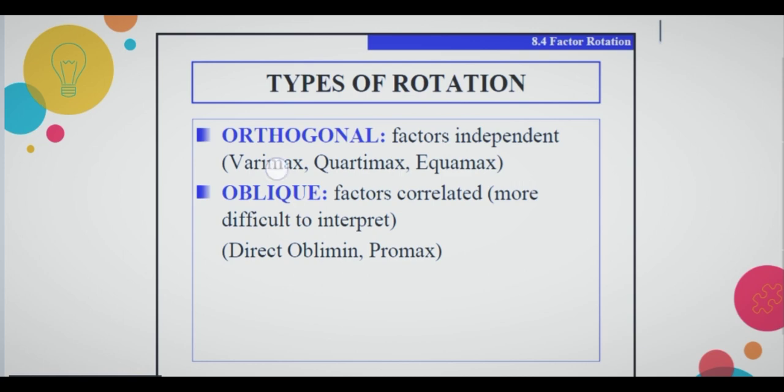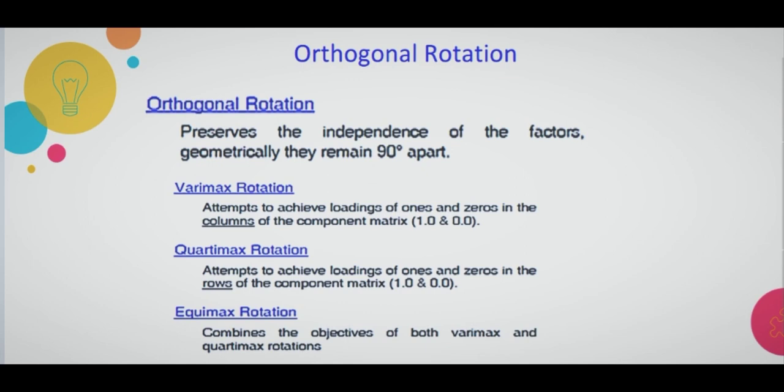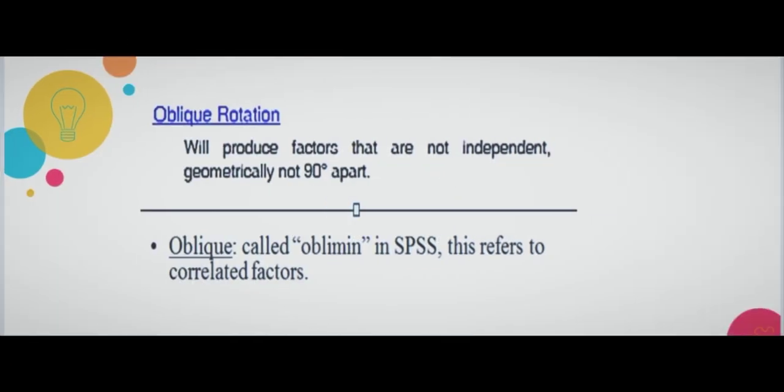So actually dia punya ada details dia lah, varimax ni macam mana, quartermax ni macam mana, equalmax ni macam mana. So maybe the next level, the higher level, you akan belajar lagi. Okay, so oblique rotation ada 2, direct oblimin dan juga promax. So biasanya kita akan gunakan direct oblimin dalam SPSS punya. Okay, so this is the details of the varimax, quartermax dan equalmax dan juga oblique rotation. Okay, dalam SPSS dipanggil oblimin.